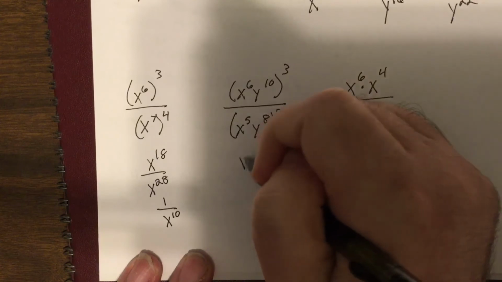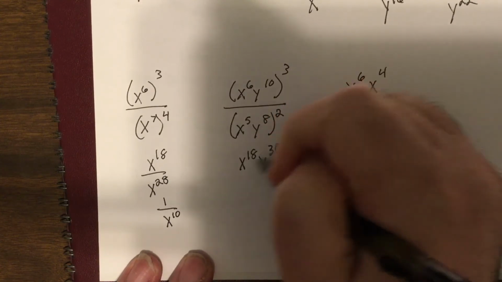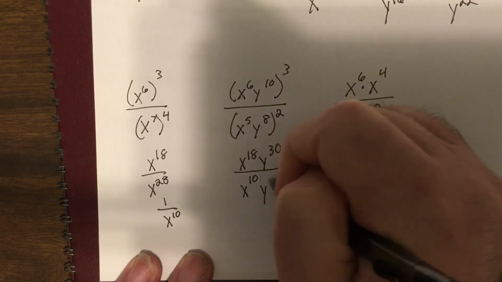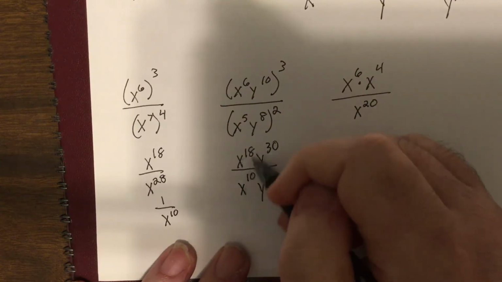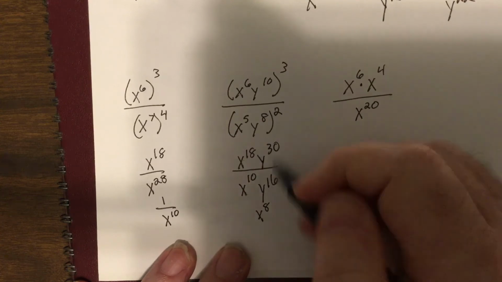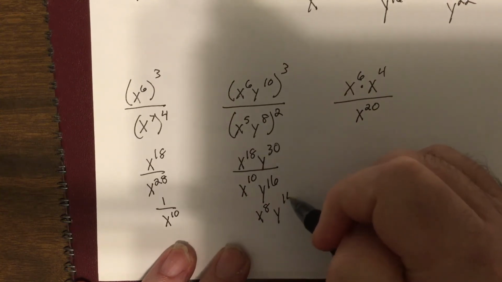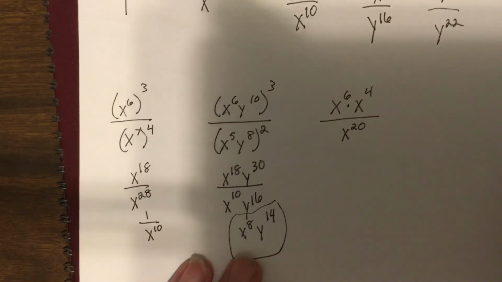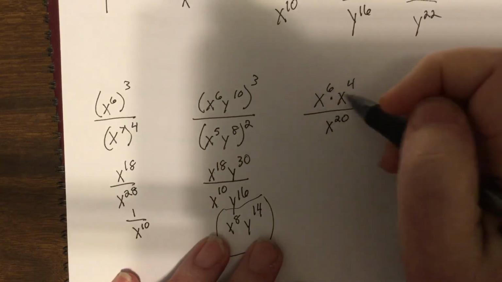This one would be x to the 18th, y to the 30th, over x to the 10th, y to the 16th. So when you divide two things with the same base, you subtract. 10 of them go out of this, so it'd be x to the 8th. Then 16 of these are gone, so it'd be y to the 14th. Now you don't need to put a 1 in the bottom, but you do have to put it in the top if there's a term not there.